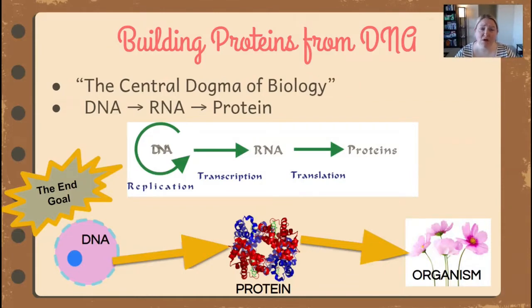So central dogma pretty much goes: we make DNA, we replicate it, we then transcribe it into RNA, and then we translate that RNA into protein. And our end goal is to take the DNA and turn it into protein to help the organism do what it needs to do.